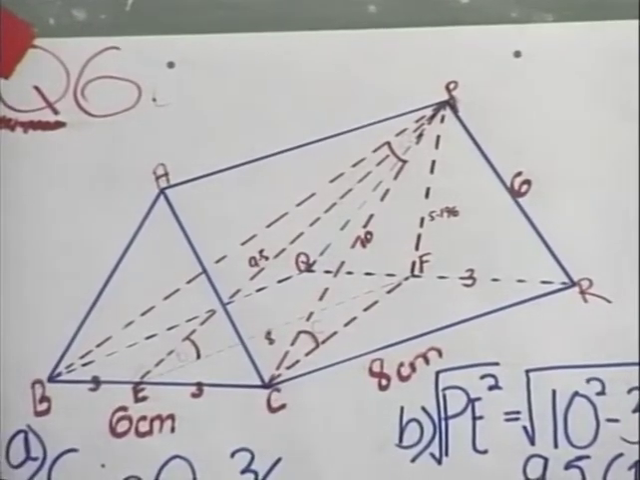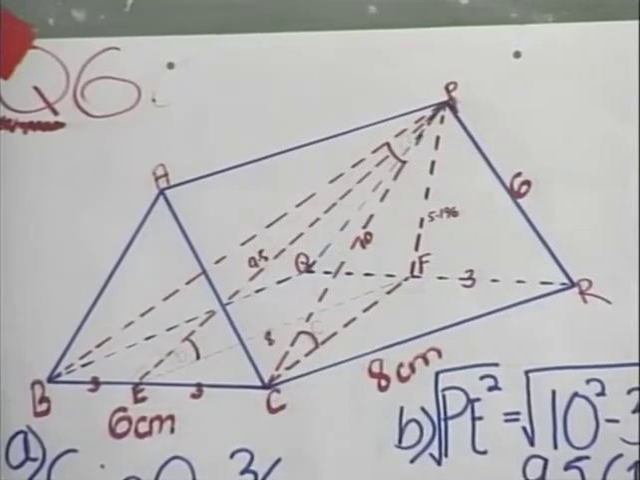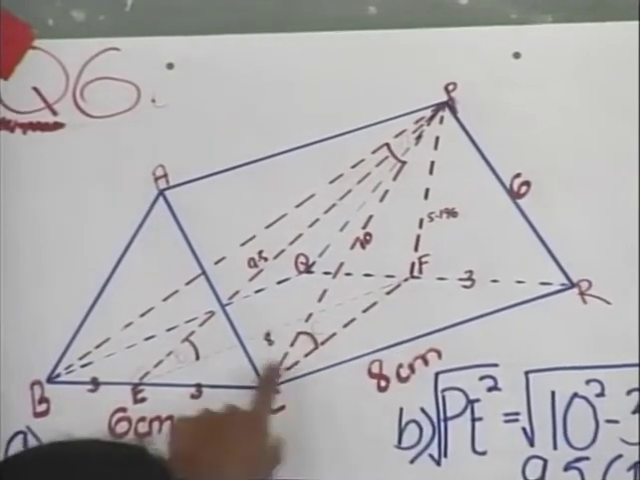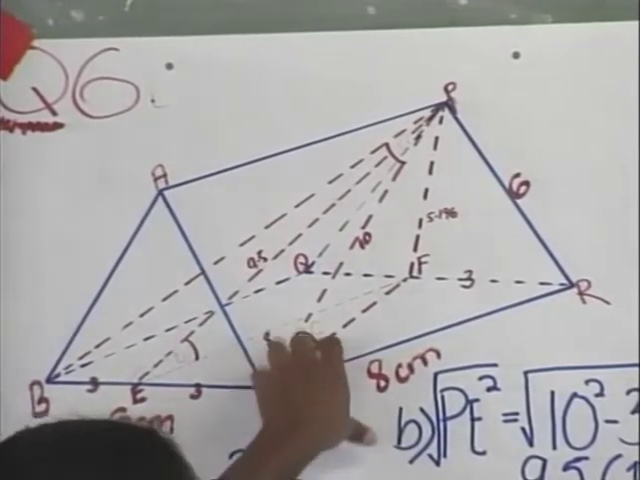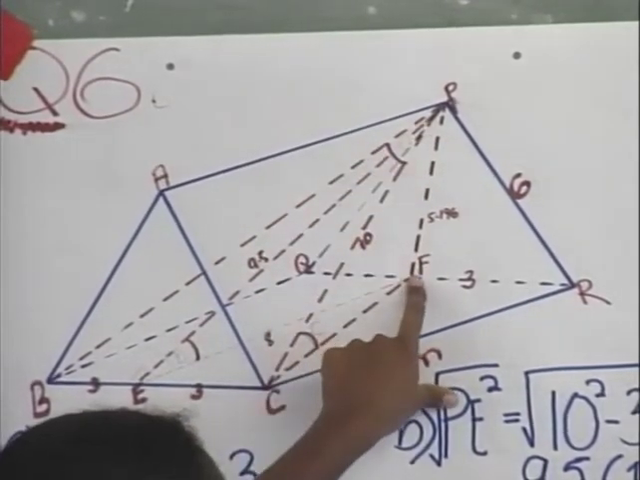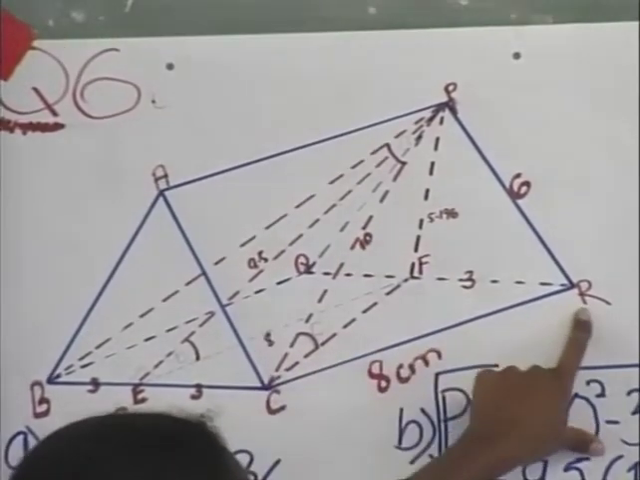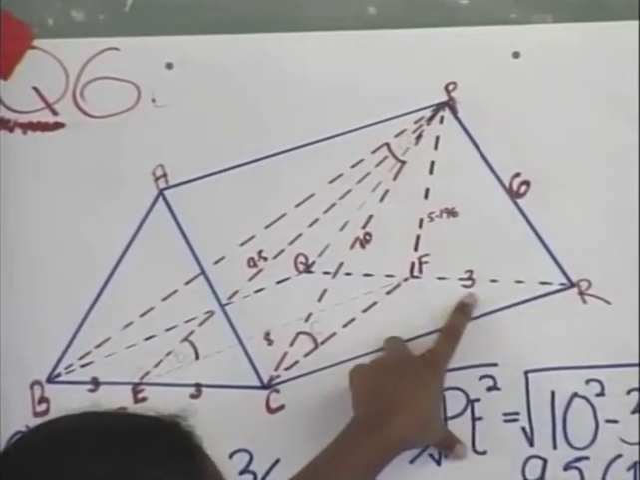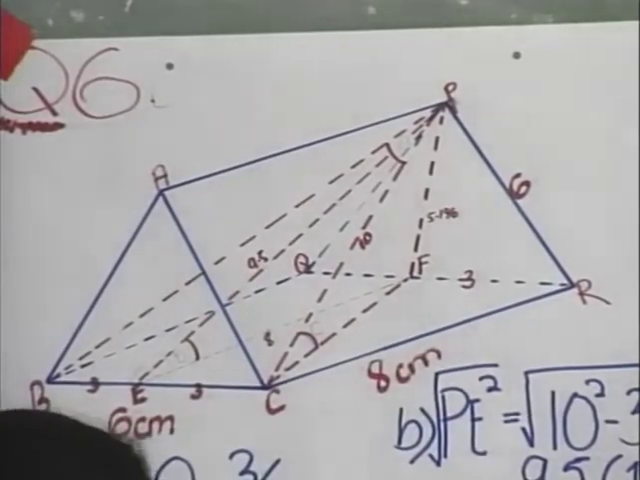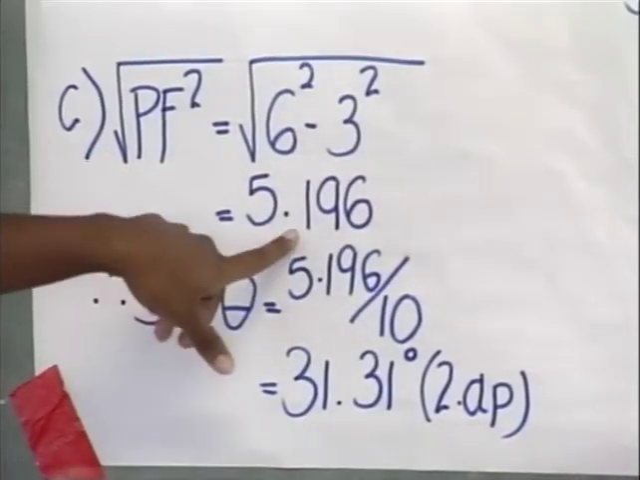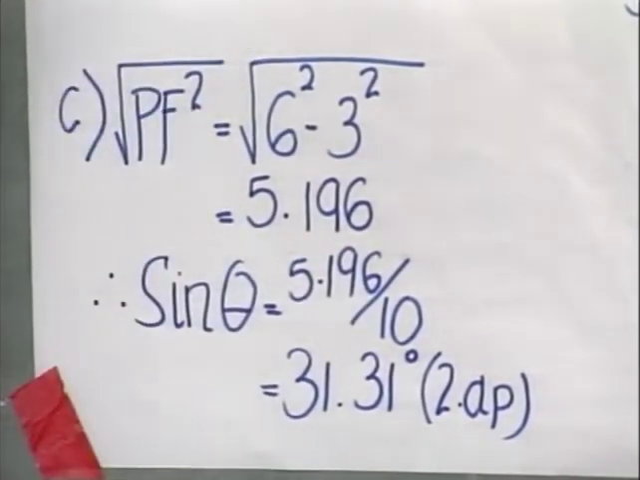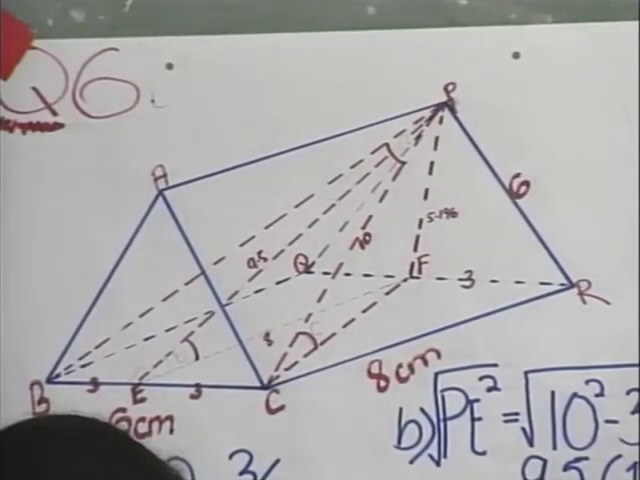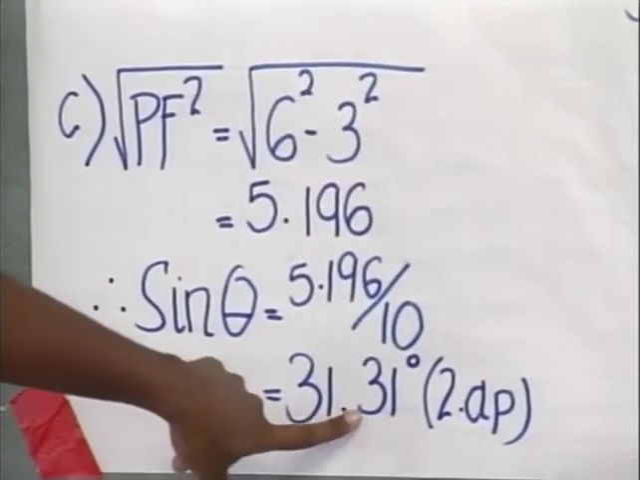For C, the angle between the diagonal PC and the base, which is this angle C. Firstly, you have to find PF. Use the triangle PFR for Pythagoras theorem, 6 squared minus 3 squared, and the square root of that is 5.9196. Then you use sine, opposite over hypotenuse, divided by 10, and get 31.31.